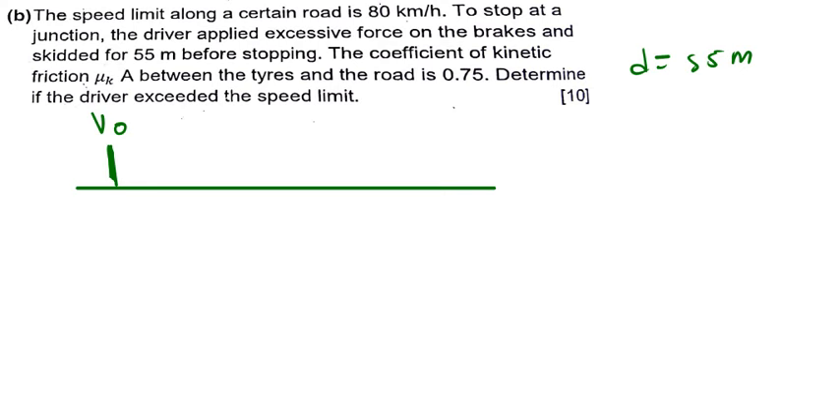The moment this car is going to skid at this point, they are saying that the driver applied excessive force on the brakes and skidded for 55 meters before stopping. Do you think that when the car was stopping, it had velocity? What would be the final velocity when it stopped? Zero, because it's not moving. It has stopped.